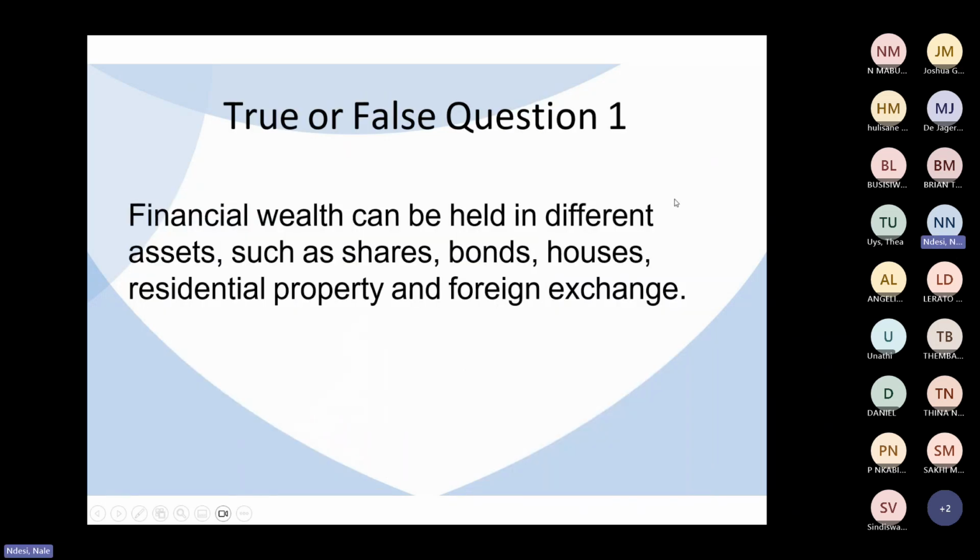So let's just go through your questions to see that you guys are following. True or false question: financial wealth can be held in different assets such as shares, bonds, houses, residential property, and foreign exchange. Is this statement true or false? You can just open your mic and answer.